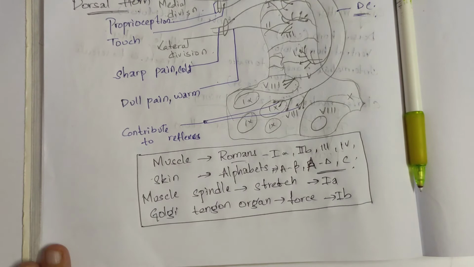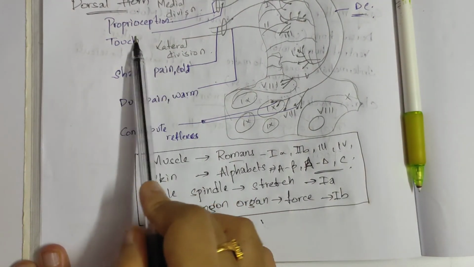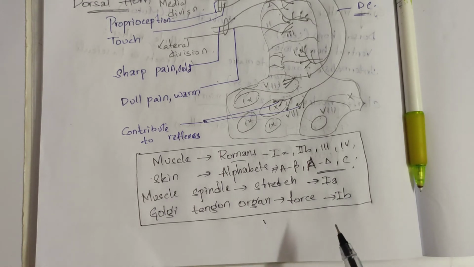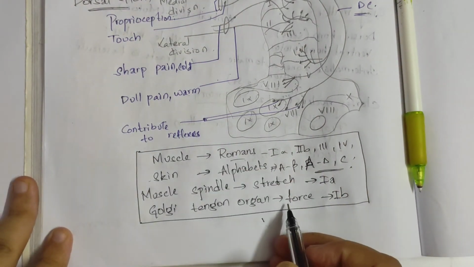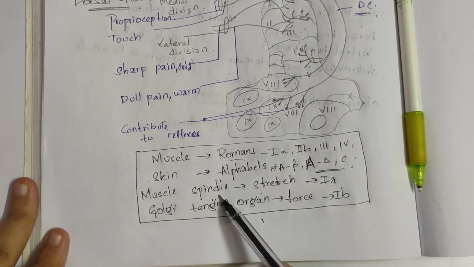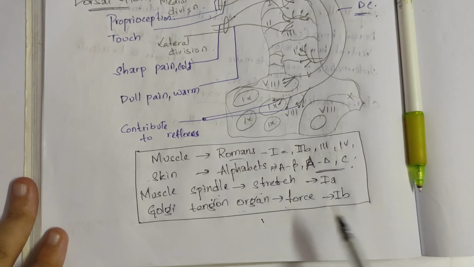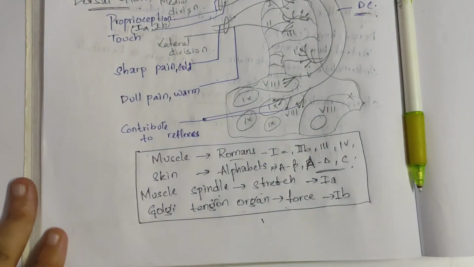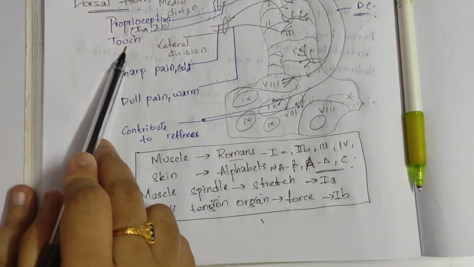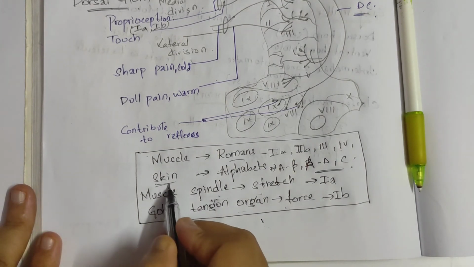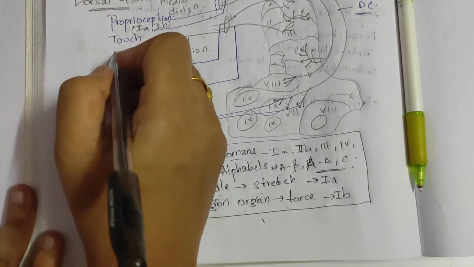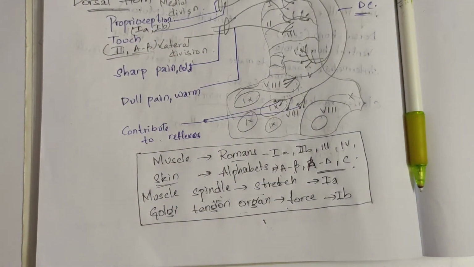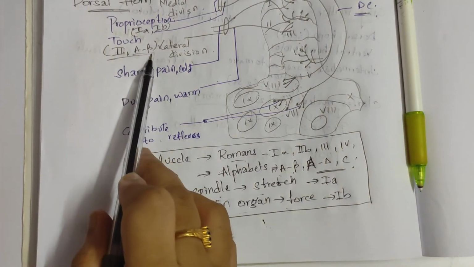So, we can see here that the medial division has proprioception and touch. Proprioception is nothing but the position of the limbs, which is Clarke's nucleus, as we discussed. Since this proprioception is for muscle and Golgi tendon organs, we'll have 1A and 1B fibers here. And for touch, as it is cutaneous, we'll have 2. Cutaneous means skin, which has A beta. 2 is not very important, as it is a further division; A beta for cutaneous is important.